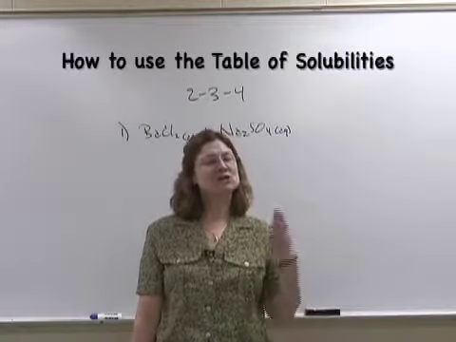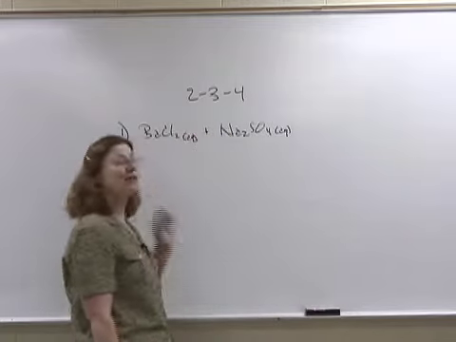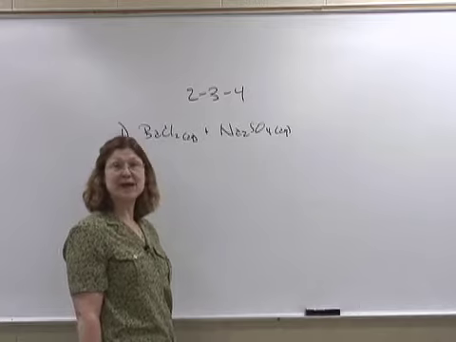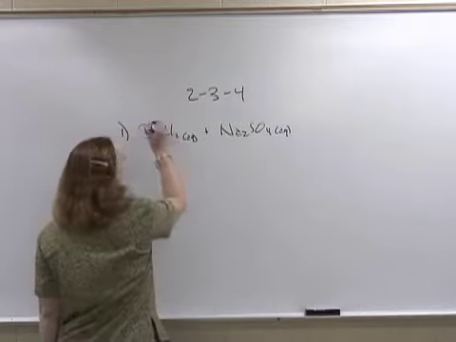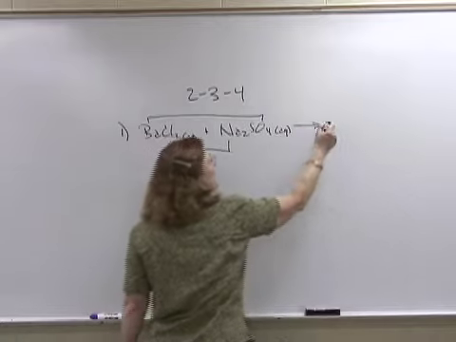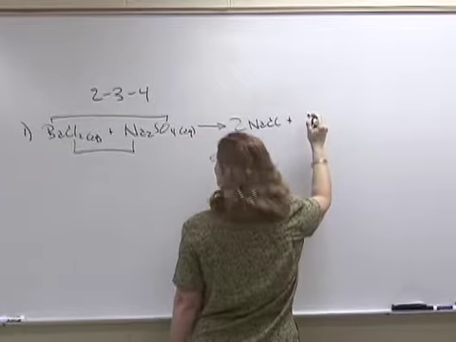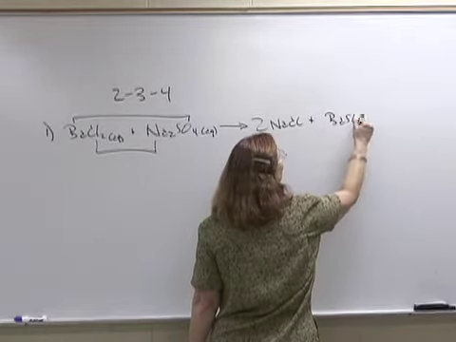Now, everything that we start with in the beginning of these equations is aqueous, and they are always double displacement reactions. And the inners and the outers trade places. And therefore, I get 2 sodium chlorides and barium sulfate.